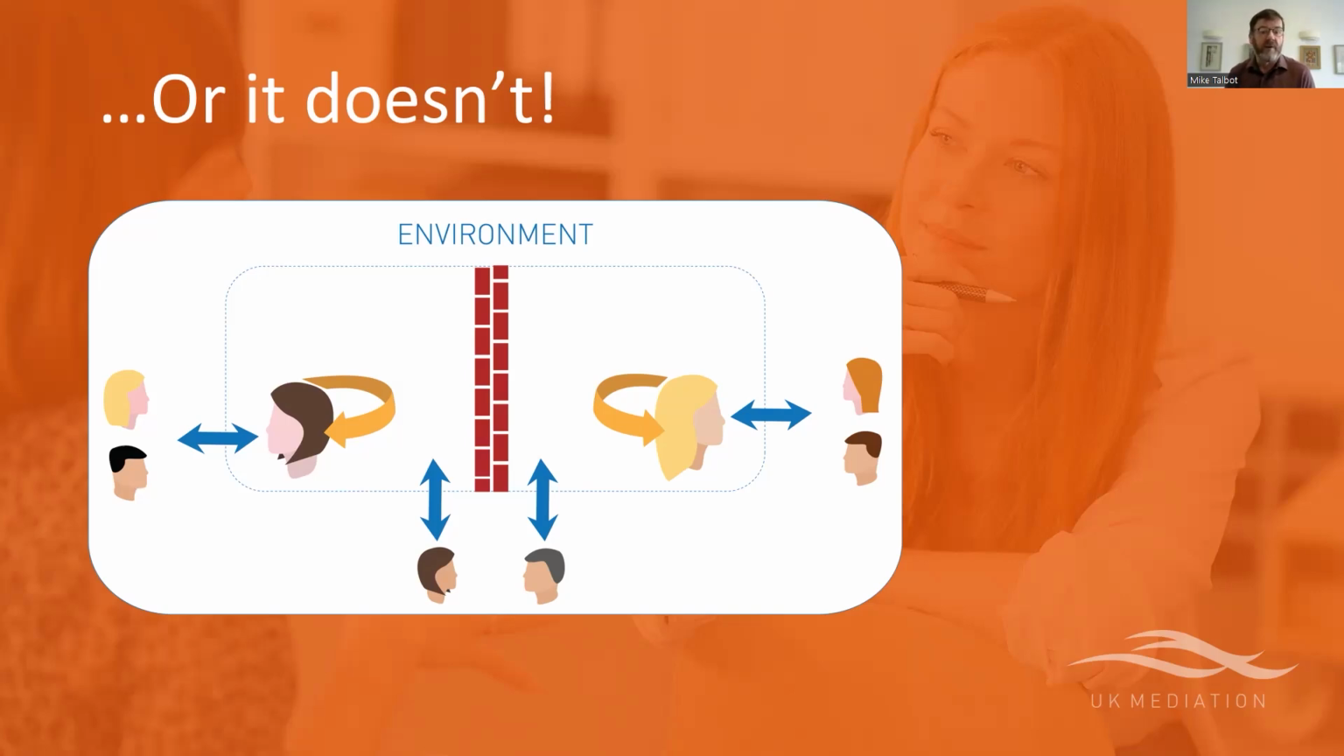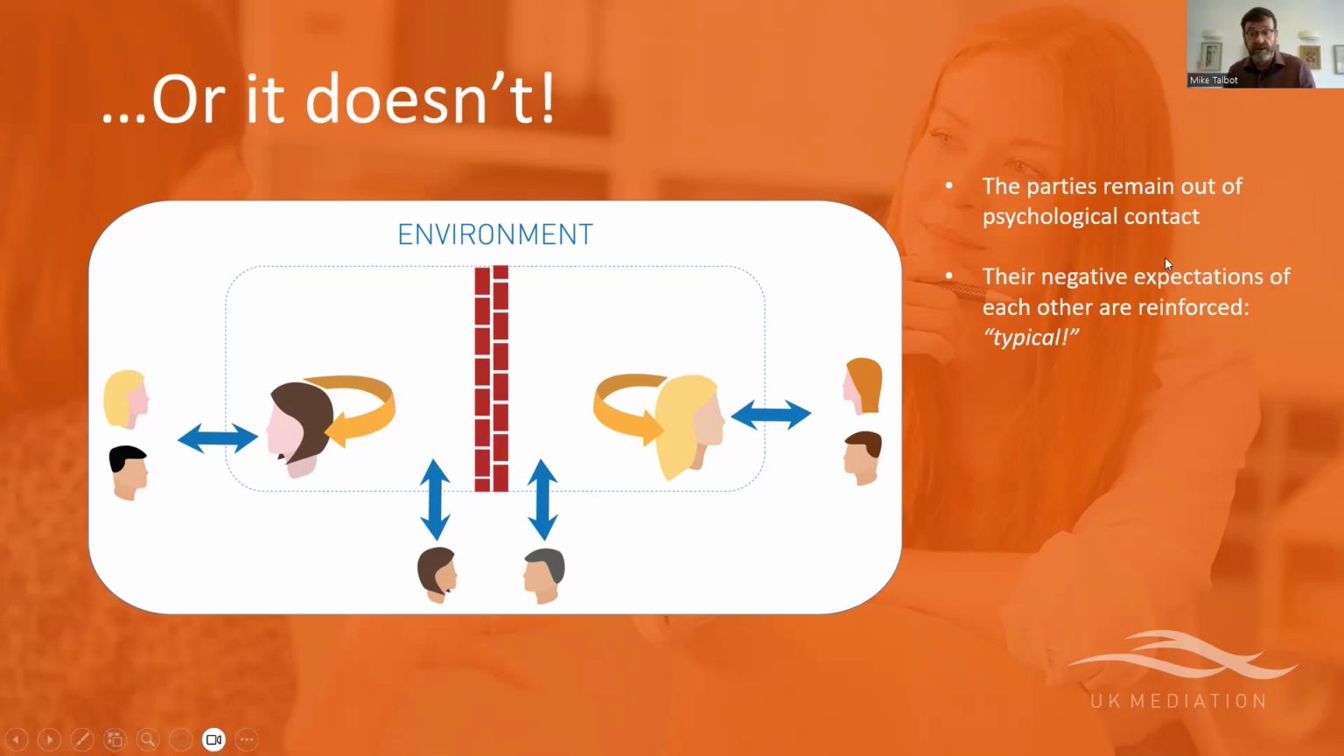However, round about 1 out of 5 times, maybe fewer than 1 out of 5 times, mediation is not successful the first time. Always worth a second go, but hey. In the event it's unsuccessful, the parties remain out of psychological contact. In the diagram, they're still turned away from each other. They haven't managed to break down the wall in between them. Their negative expectations of each other can actually get reinforced through the mediation if it goes badly.